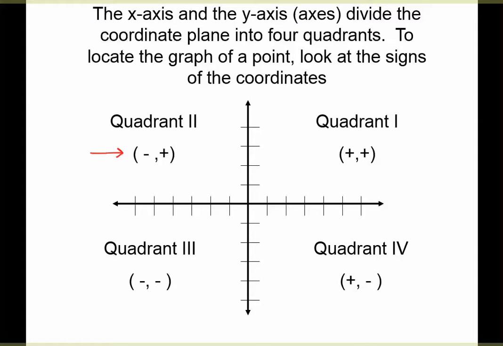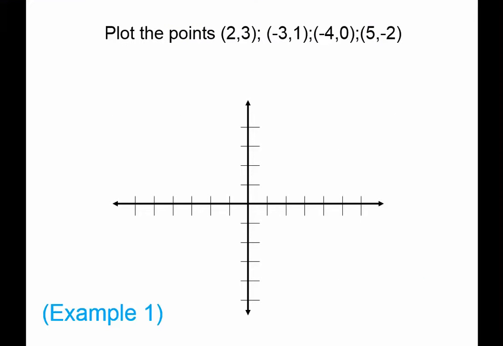Quadrant 3, you have both a negative x and a negative y. So starting from the origin, the negative x would cause you to go to the left, and the negative y would cause you to go down into quadrant 3. And lastly, quadrant 4, you have a positive x and a negative y. So the positive x would cause you to go to the right from the origin, and the negative y value would cause you to go down, ending up in quadrant 4. So just make sure that you don't get confused on those.